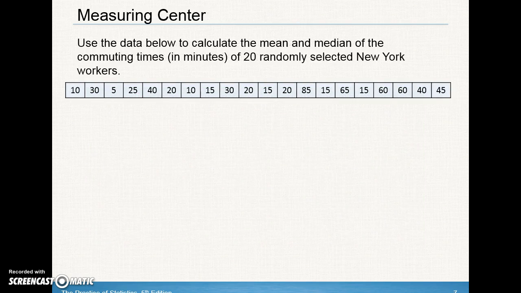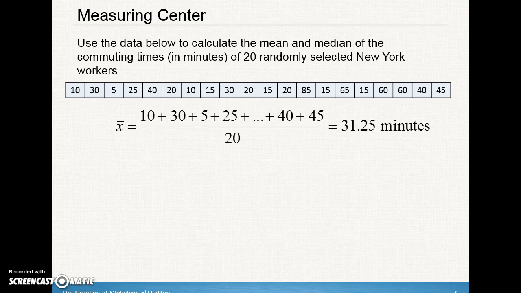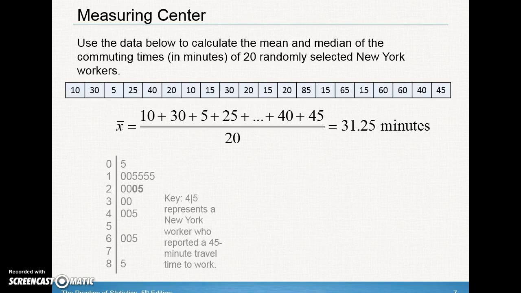Okay, so here we go. Here's a set of data. We're going to look at the set of data to calculate the mean and the median of commuting times of 20 randomly selected New York workers. These times are in minutes. So to find the average or the mean, we add up the numbers and we divide by 20 and we get 31.25 minutes. To find the median, a stem plot is very helpful.